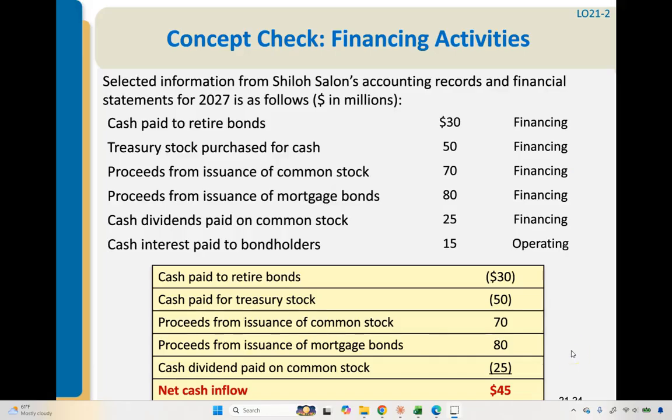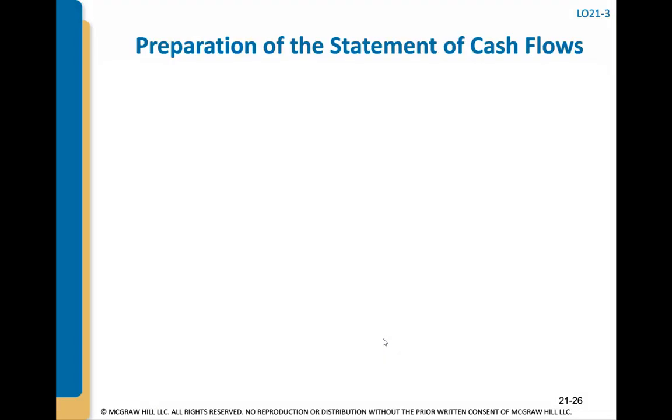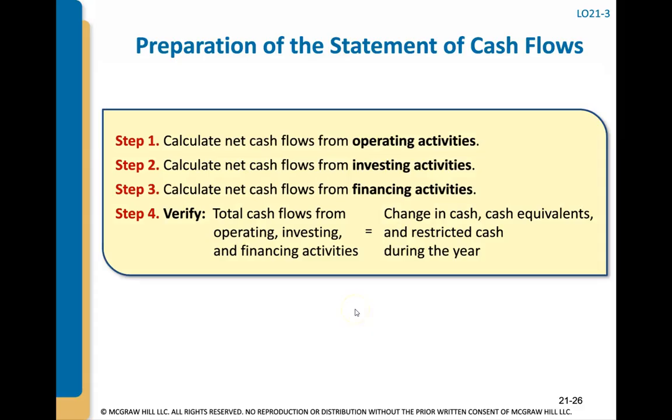So when we look at our final amount, we have a net cash inflow of $45. And that's what the answer is, B. Okay, so when we prepare our statement of cash flows, we're going to calculate our net cash from operating activities, investing activities, and financing activities.